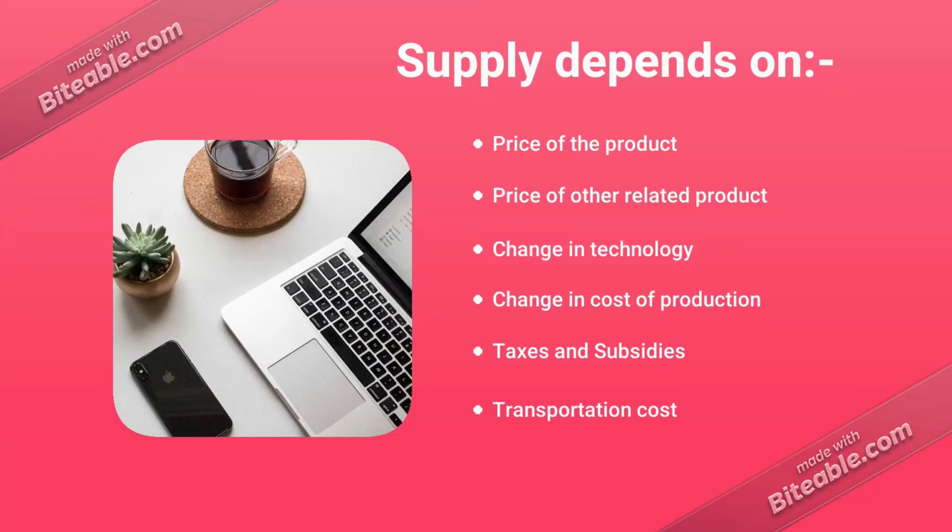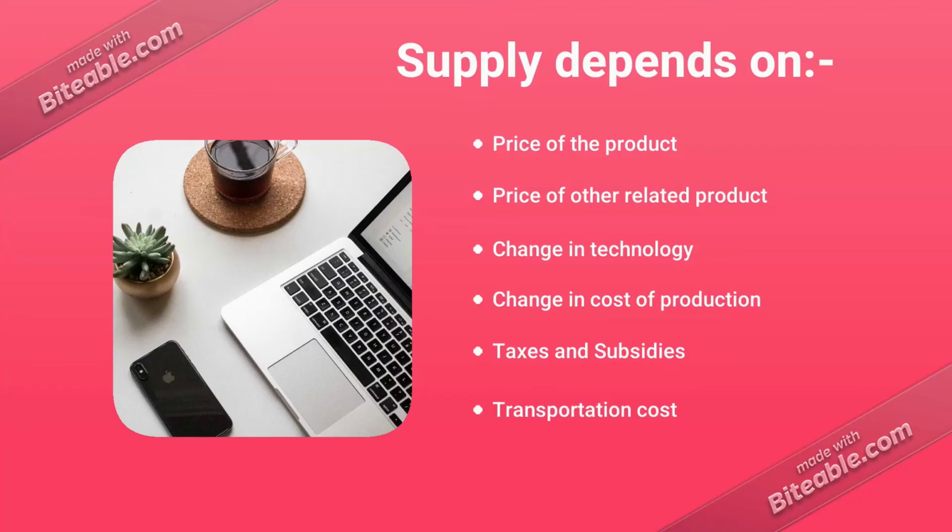Fifth factor is taxes and subsidies. If there is more tax imposed by the government on the production units, then supply will be affected. It's not always that there will be increase in the tax rate. If the tax rate is reduced, then that will benefit the supplier. In the same way, if any incentives or subsidies are provided, that will also add up to the advantage of the supplier to supply more goods in the market.